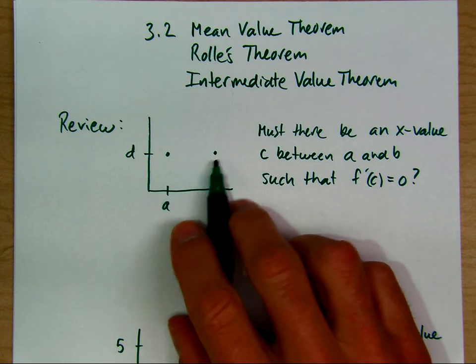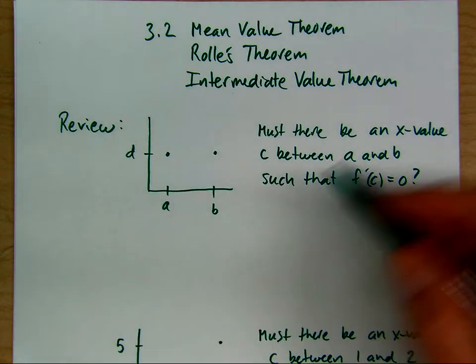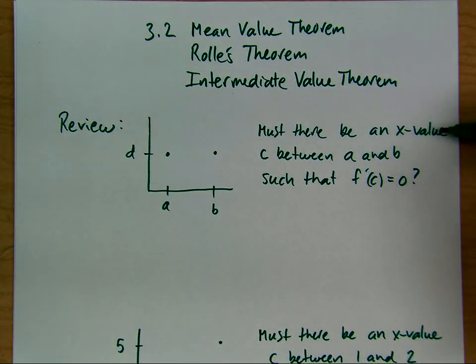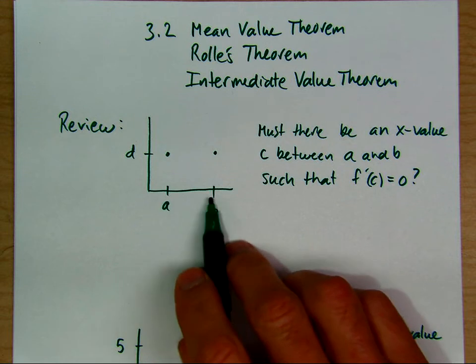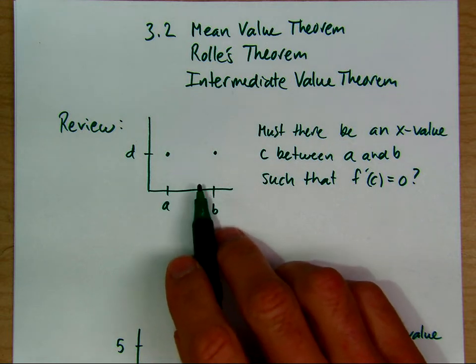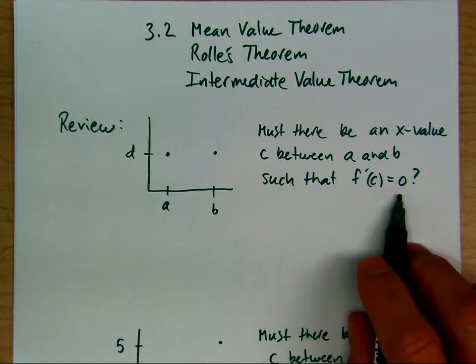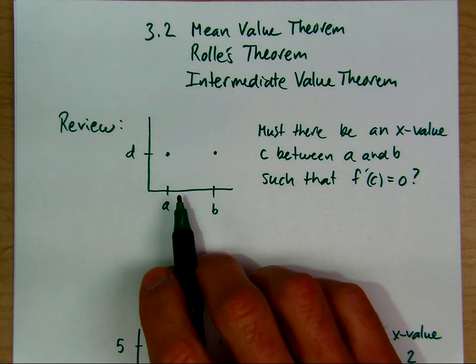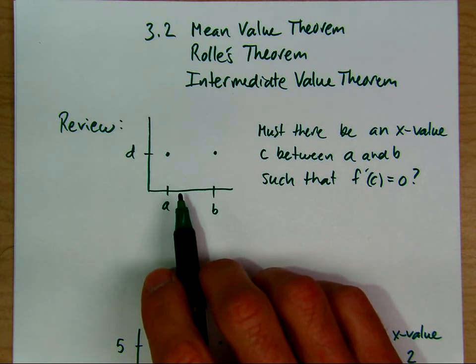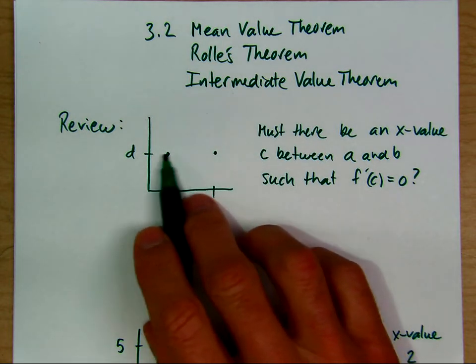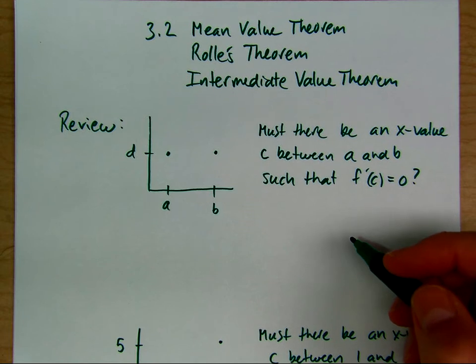We know 2 points on a graph of a function, and so must there be an x value between a and b such that the slope of the function is 0. So we're looking for the existence of a horizontal line somewhere between here.